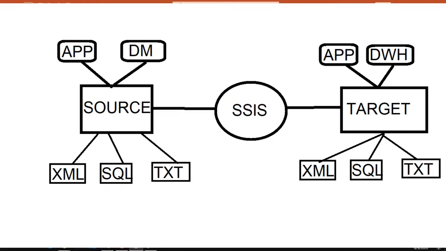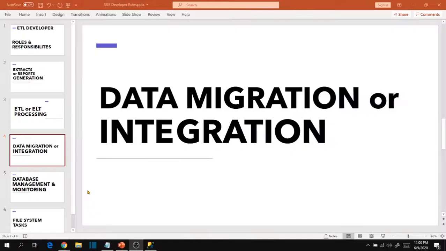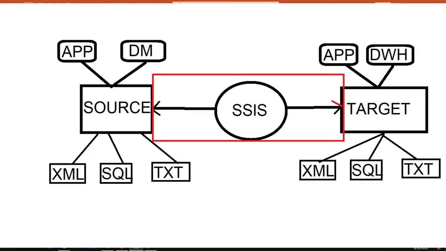So in that case, we receive the external sources as XML files, JSON files, text files, or database files like that. Here we will use an SSIS package to integrate, to map the source systems into our target, our application database or data warehouse. So this kind of data migration and data integration related tasks we will also see and work on in real time.